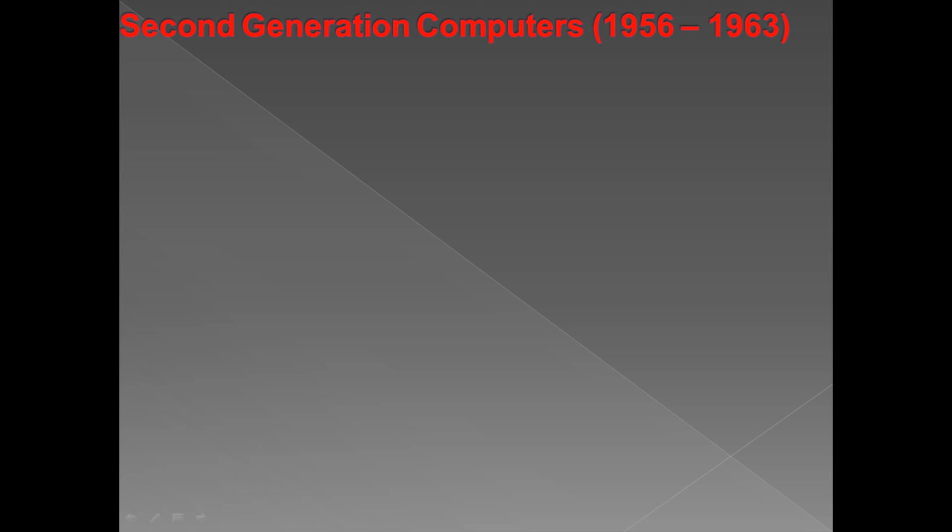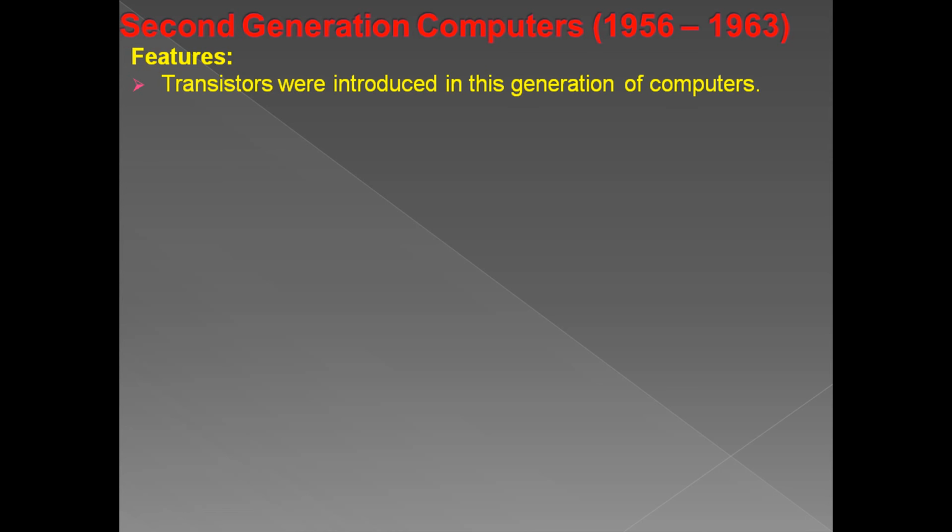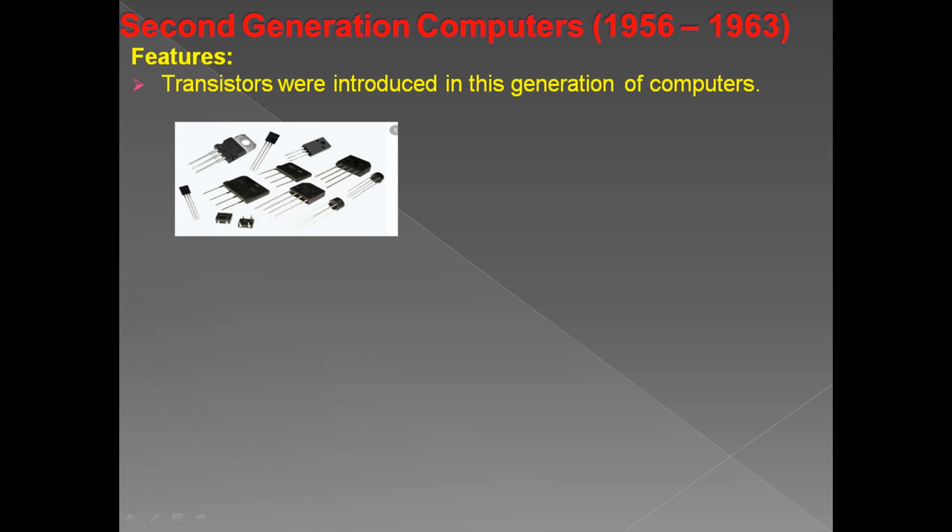The features: transistors were introduced in this generation of computer. In the first generation of computer, vacuum tubes were used. That means the technique used for the first generation was vacuum tube, and the technique used in second generation was the transistor. So these are the main operators. So these are the transistors which were responsible for the entire operation of the computer during the second generation.